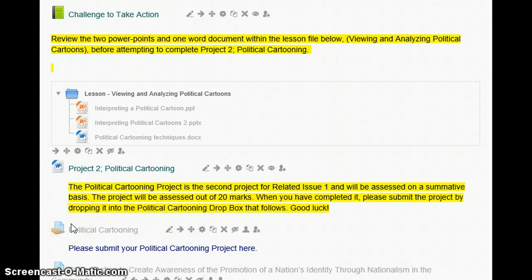Before we actually begin the project, we need to consider a number of pieces of information. We need to consider 3 specific documents or sources of information. These 3 are found within the lesson file as indicated. Once we've reviewed these 3 pieces of information, we'll have a better idea of how to go about completing the project. So let's get started.